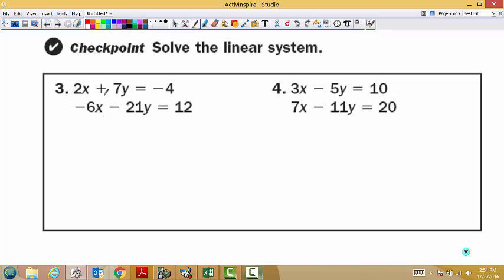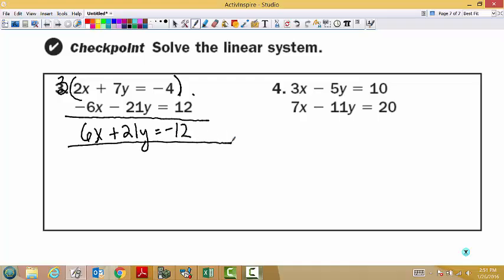Let's see. So you look at what you could multiply by. 2 goes into 6, 3. So let's multiply the top by 3. And I'm just going to rewrite it underneath. 3 times 2 is 6. 3 times 7 is 21. 3 times negative 4 is negative 12. And now I'm adding these two equations. Those cancel, those cancel, those cancel. So it's 0 equals 0. So this one is many.